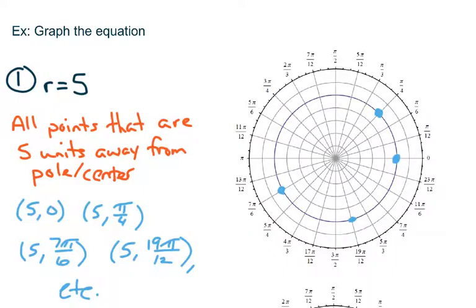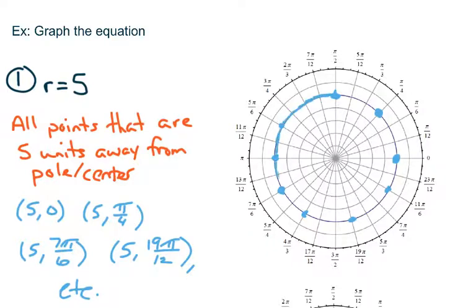So pick a few more. We could have pi over 2. We could have 5 pi over 6, we could have pi, we could have 4 pi over 3, 11 pi over 6, something like that. The bottom line is, if we were to graph every point that had an r value of 5, you wouldn't see a collection of points. If you step back from it, what you would see is a line. And we're going to connect all of these dots.